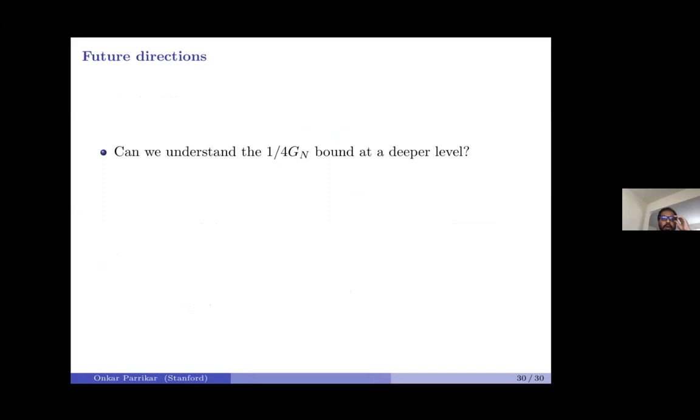And so one last thing is to let me just say some things which I think are important questions to answer and understand. One thing is, can we understand the 1 over 4 G Newton bound at a deeper level, whether this way of thinking about 1 over 4 G Newton as the log of the bond dimension in some T-Tbar deformed path integral gives us a better understanding of this bound or not? Even going beyond large N, can we include quantum corrections in this calculation? Or even at large N, can we do a more precise calculation to extract these entanglement entropies?